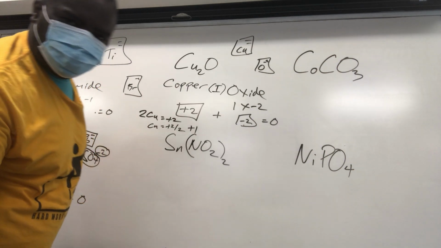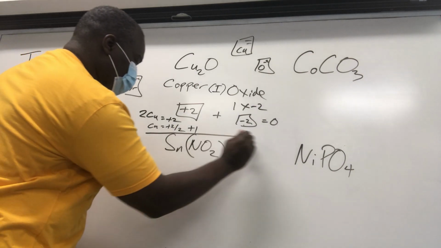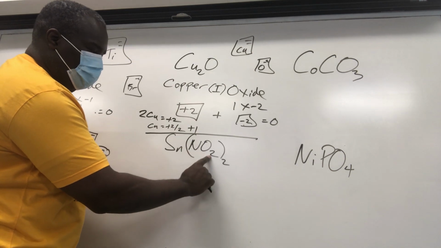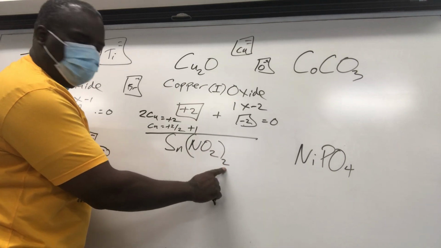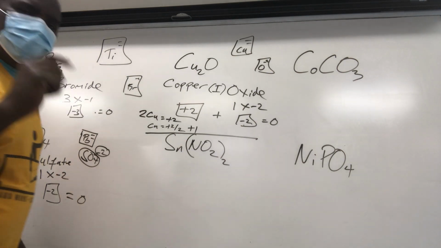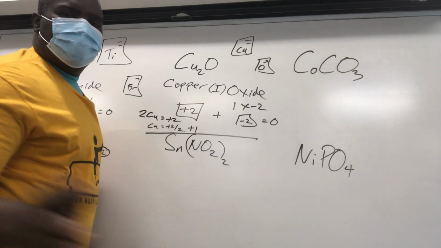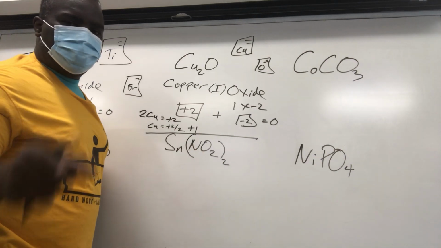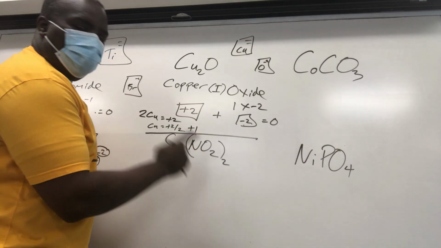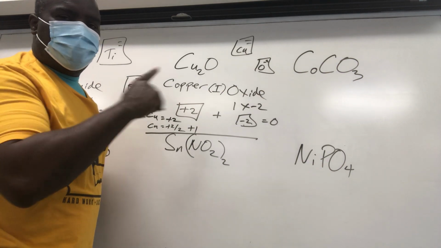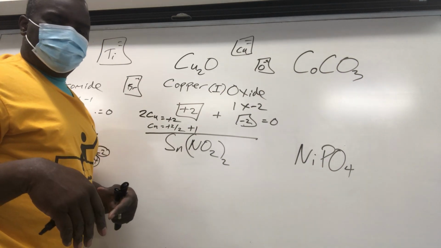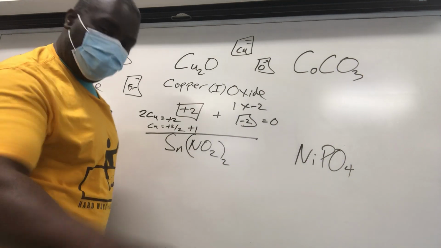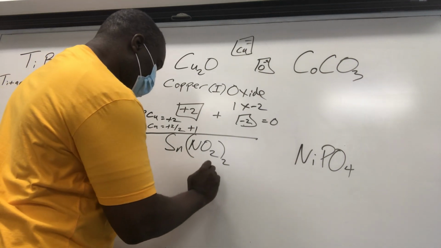Moving on. Let me put a little line right there. This is Sn, parentheses, NO2, parentheses 2. Now here's the deal, guys. Don't panic, right? It looks confusing. You take a breath. I got Sn, I got N, I got O. So automatically, what do you know? You know that there is a polyatomic ion in here somewhere. You gotta look on table E. You're gonna see NO2. NO2 just so happens to be the name right off table E. It happens to be nitrite.